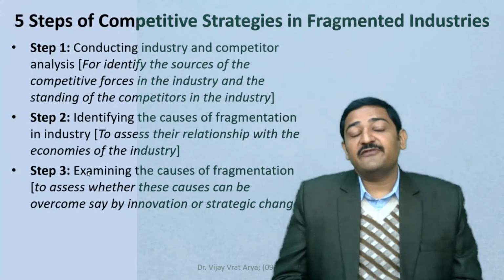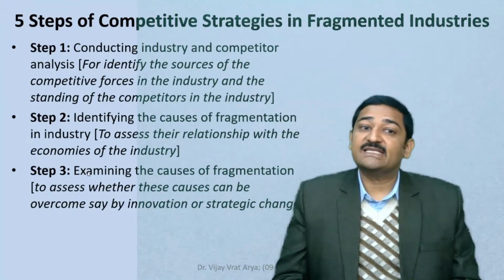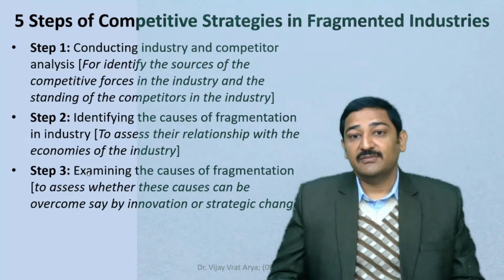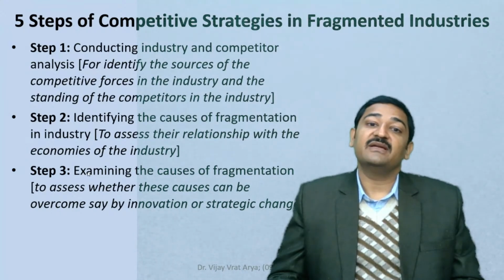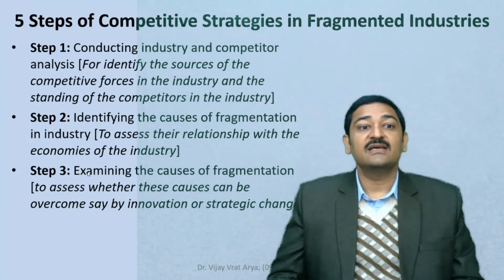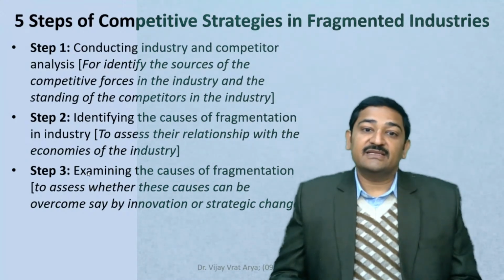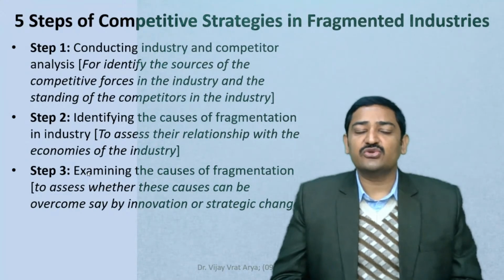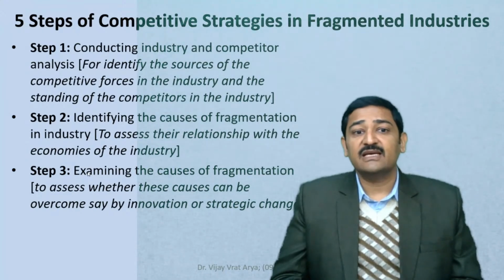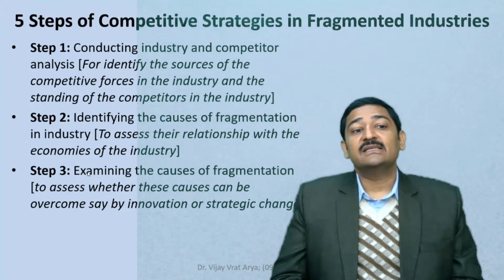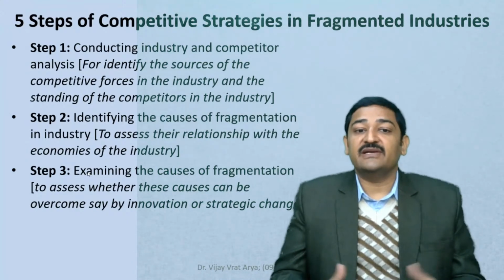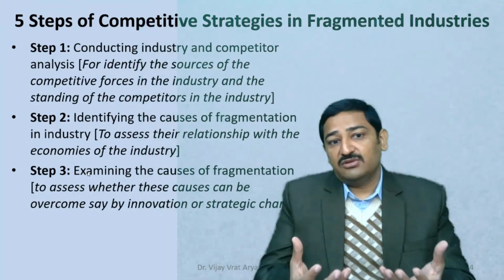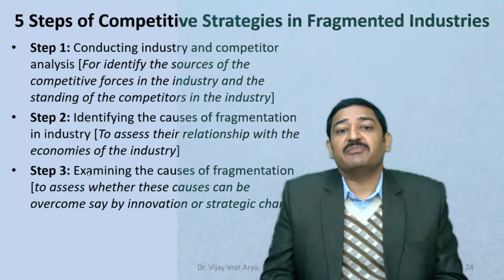There are five major steps which are considered while framing the competitive strategy, particularly in the case of fragmented industries. Step one is conducting industry and competitor analysis. And the idea is to identify the sources of the competitive forces in the industry and the standing of the competitors in the industry. So in that case, it's a kind of analysis of the position of the competitors.